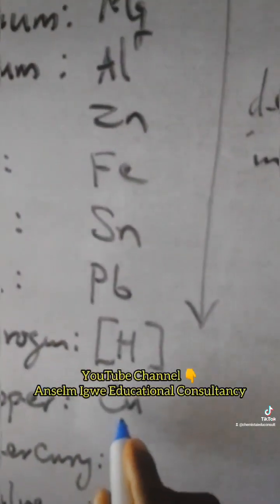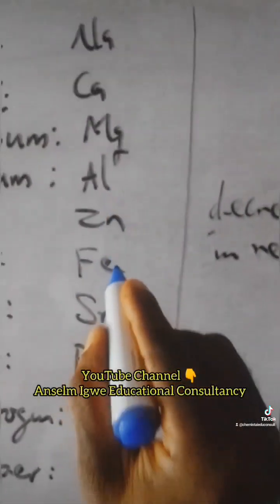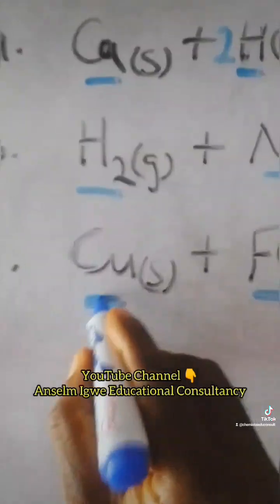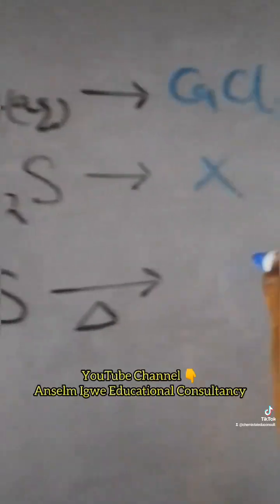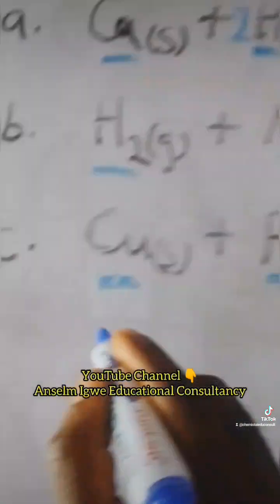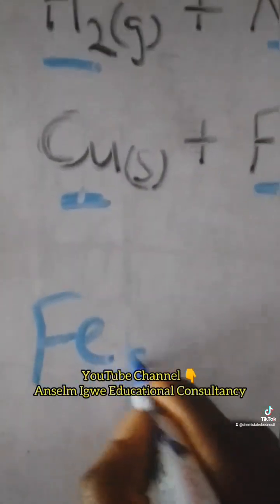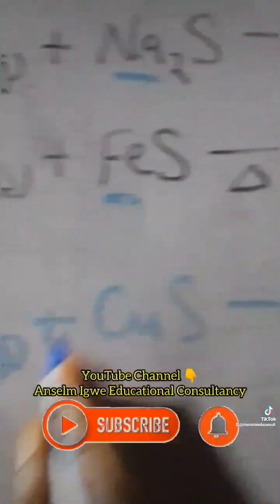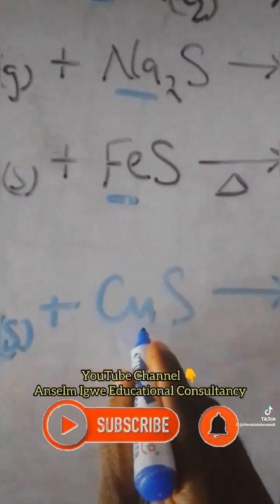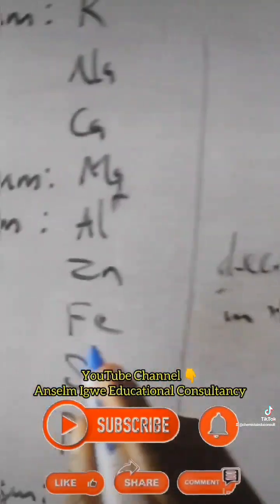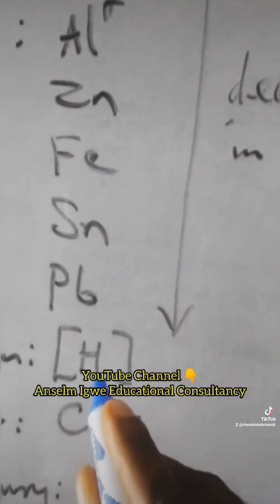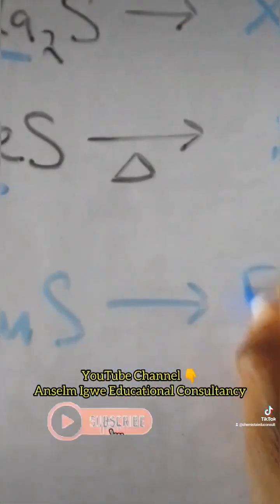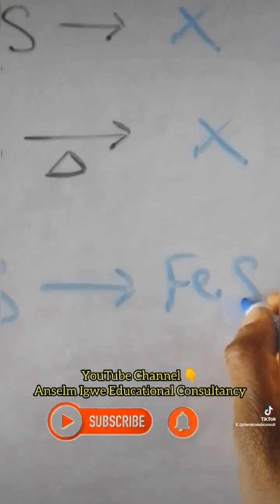Copper and iron. Look at where copper is down here, and look at where iron is up there. So copper cannot displace iron. The reaction is not possible. Unless you write Fe, solid, plus CuS. You can now say that iron can displace copper because iron is more reactive than copper. So that you have FeS plus Cu.